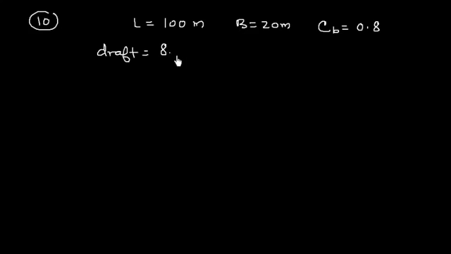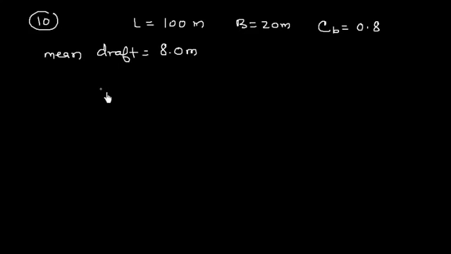Now let's do this problem number 10. A ship of 100 meter length and 20 meter width, so B is equal to 20 meter, block coefficient CB is 0.8, floats in salt water at a mean draft of 8 meter. Let me mark this way: mean draft is 8 meter. Calculate the difference in displacement when floating at the same draft in fresh water.